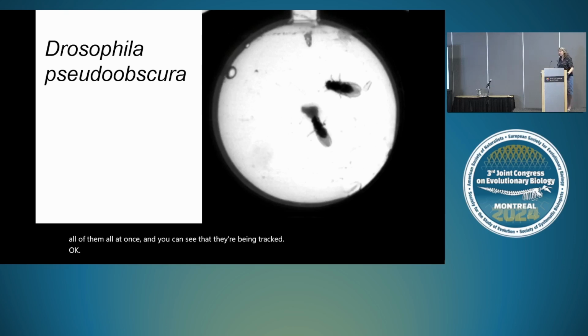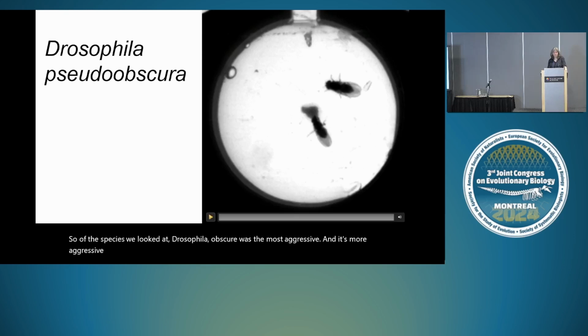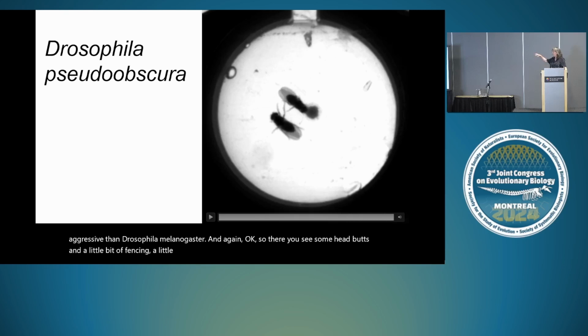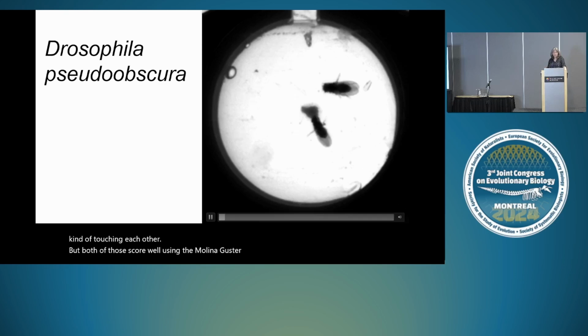So of the species we looked at, Drosophila pseudoobscura was the most aggressive, and it's more aggressive than Drosophila melanogaster. And again, there, you see some headbutts. And a little bit of fencing, a little bit of movement with the legs. They're just reaching out and kind of touching each other. But both of those score well using the melanogaster classifiers.